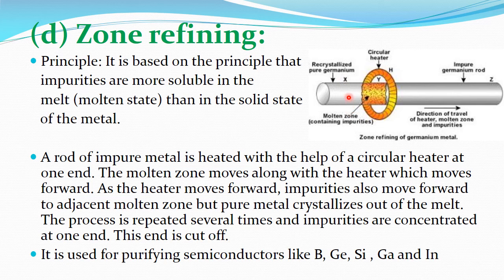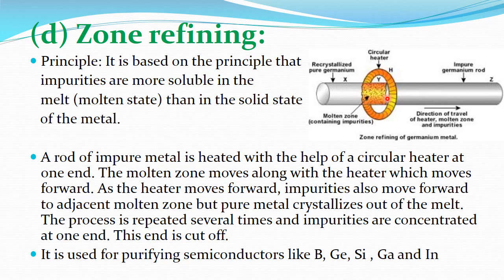And move the circular heater again forward to the next point Y. Now you can see in the picture the circular heater at point Y. And now the area near Y becomes melted, and one more thing, the impurity from the area X will move towards Y. Clear? Impurities present in the area X will move towards Y.